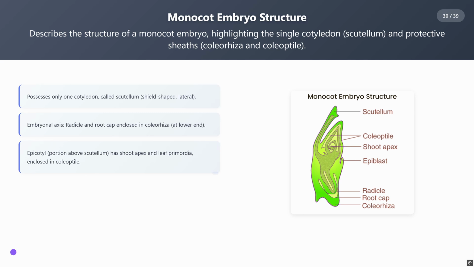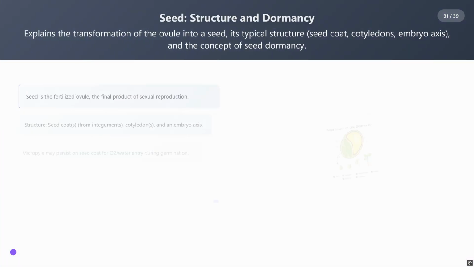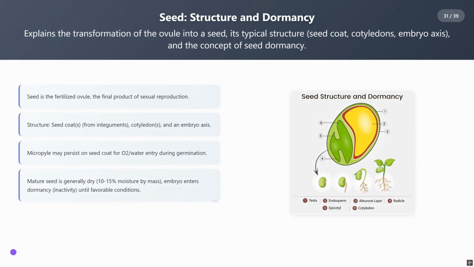Right. Now, as the embryo develops, the entire ovule is maturing into a seed. What's the basic structure of a typical seed? Okay, the seed is the final product of sexual reproduction in these plants. It's essentially a mature, fertilized ovule, ready for dispersal and germination. A typical seed consists of one or more protective seed coats, the cotyledons which store food or help transfer it, and the embryo axis itself. Seed coats. Where do they come from?